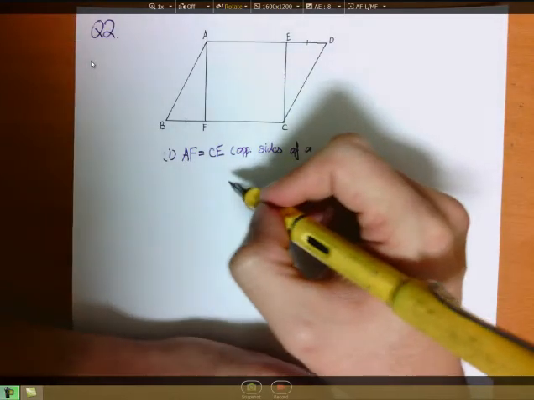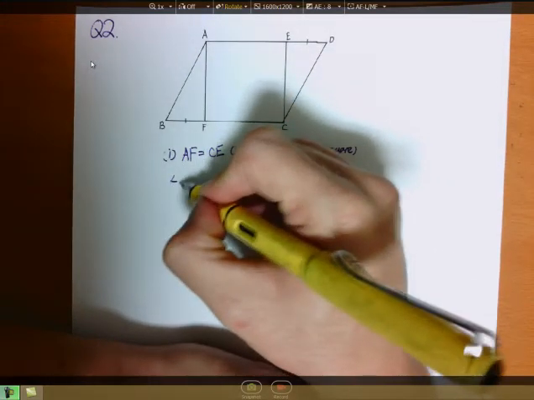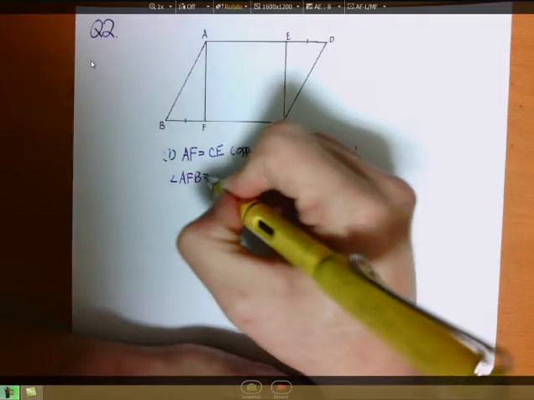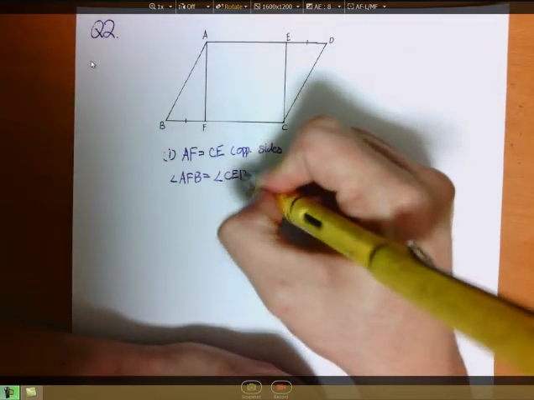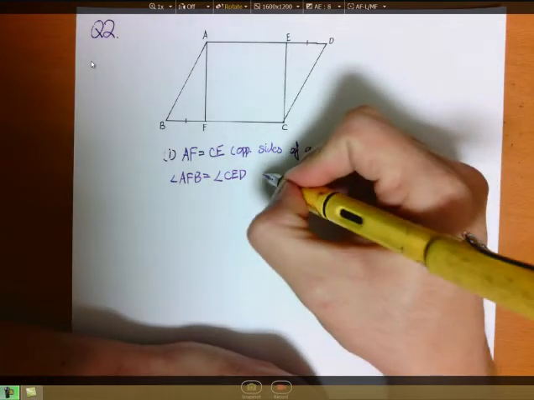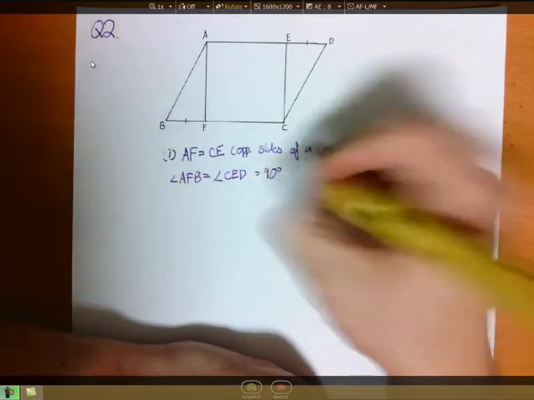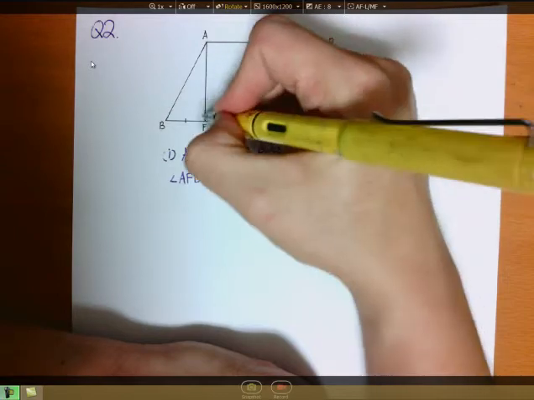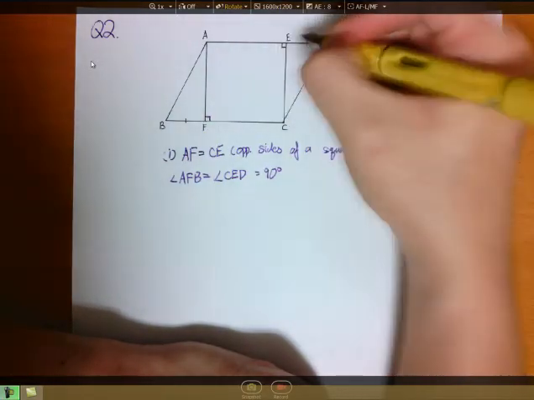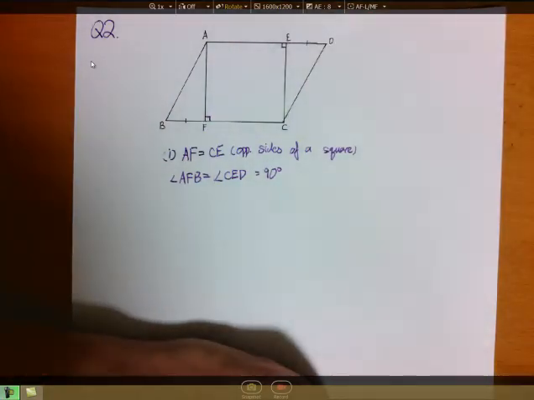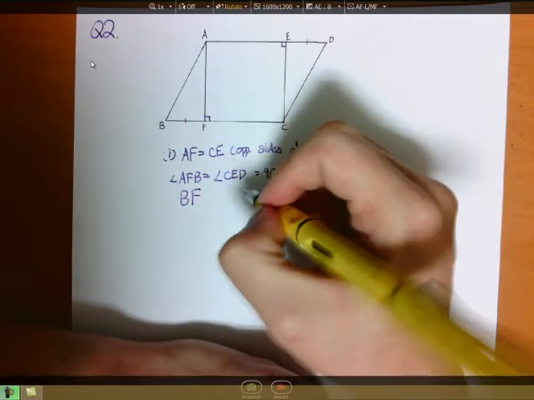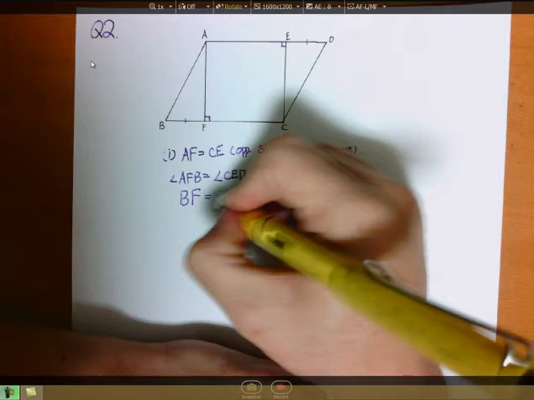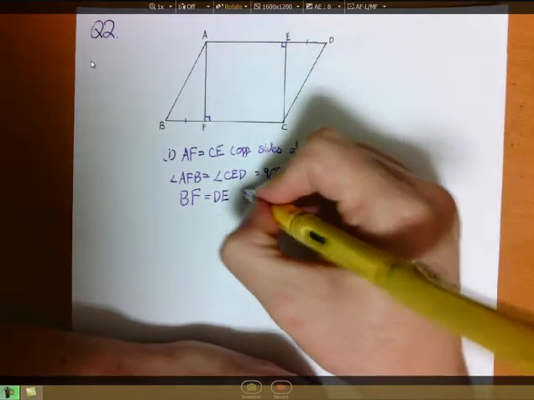Then I will also know that angle AFB is equal to angle CED. Pay attention to the order of vertices. Both equal 90 degrees because this is a square. This is 90, this is 90, this will also be 90. And finally, I know that BF equals DE, and this is given.